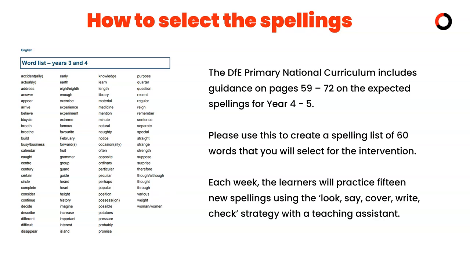So how do you select the spellings? So use the National Curriculum Guidance on pages 59-74 for the expected spelling words for years 4-5. Please use this to create a list of 60 words that you can select for the intervention, and then you will select 20 of these for the pre and post test assessment task. Each week, the learners will practice 15 new spellings using the look, say, cover, write, check strategy with a teaching assistant.